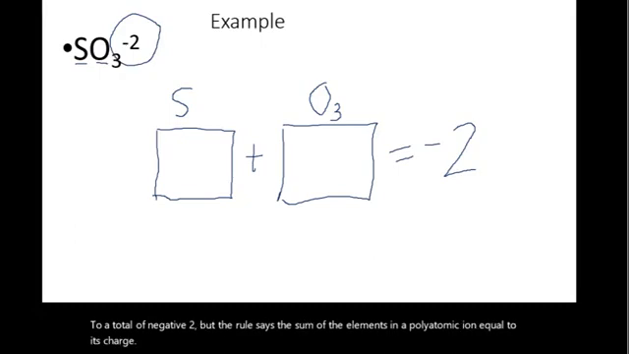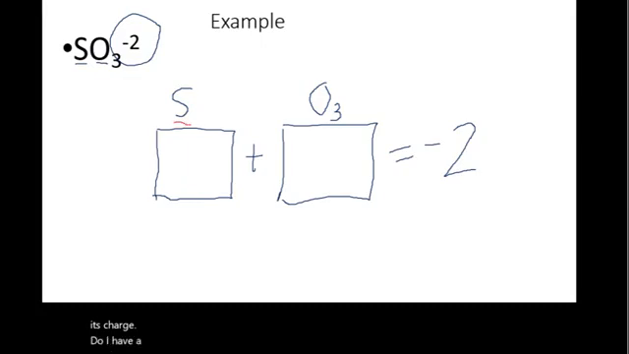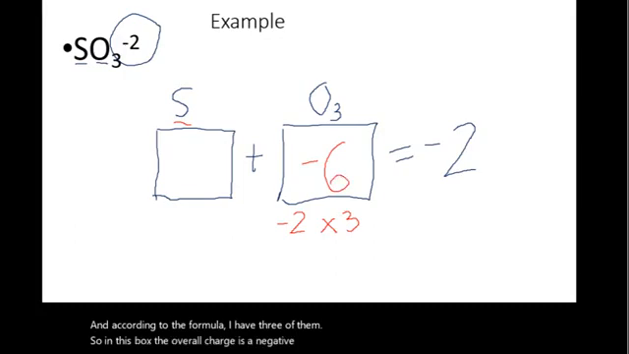All right. Do I have a rule for S? The answer is no. I do not have a rule for S. So I call that my mystery box. Do you have a rule for O? The answer is yes. It's rule number 5, a -2. And according to the formula, I have 3 of them. So in this box, the overall charge is a -6. So then you ask yourself, what number plus a -6 equals a -2? And of course, that number is a +4.